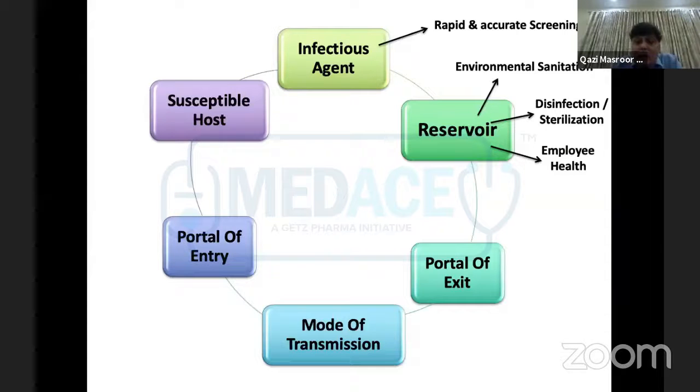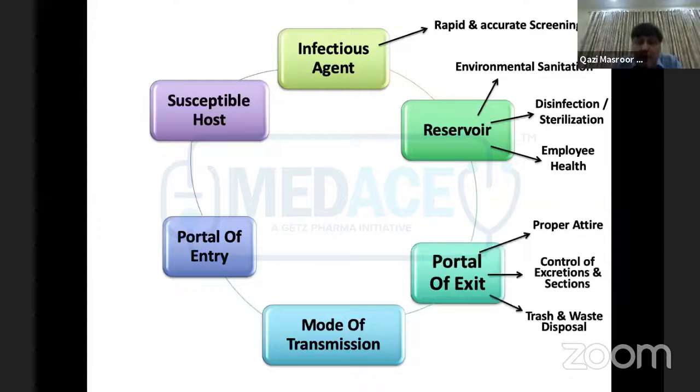And if we want to break the chain at the level of portal of exit, then we should be talking about proper attire, control of excretions and secretions, and it is important to deal properly with trash and waste disposal. As we all know, if a person has Hep B and has vomiting with upper GI bleed, which is very common in medical wards, then how it should be controlled matters, because if we are not taking proper care, it will transmit infection to the hospital employees.